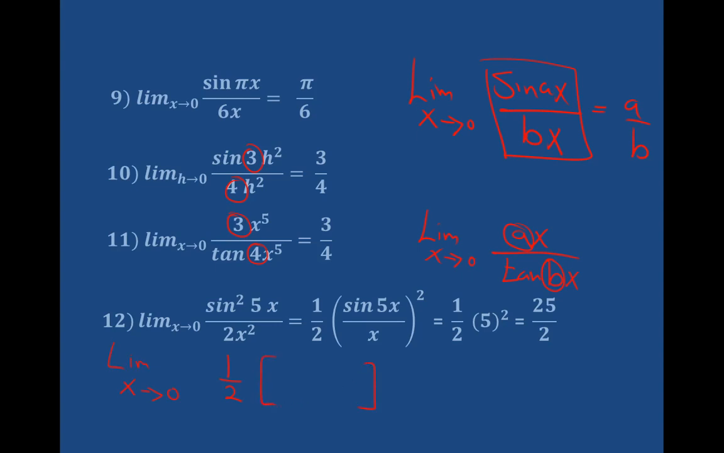Then sine squared over x squared can be written as sine 5x over x, all squared. Here the value of the limit equals half multiplied by sine 5x over x, which equals 5. Don't forget the power 2. Then this value equals 25. 5 squared equals 25, so the answer is 25 over 2.